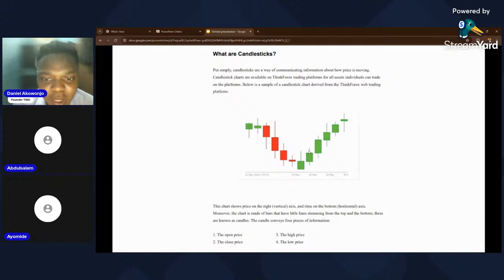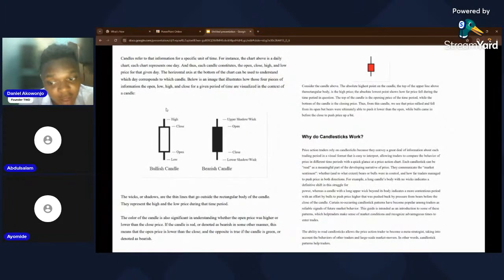So now, these particular tiny lines are called wicks, okay? They are called wicks. So you have to pay attention to that as well. Let's go further into it.